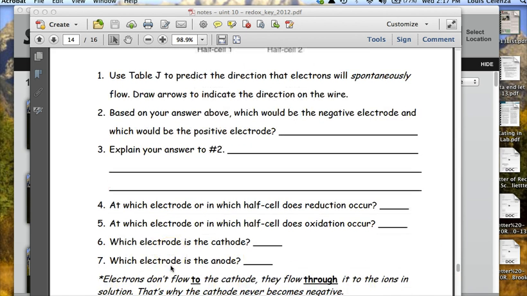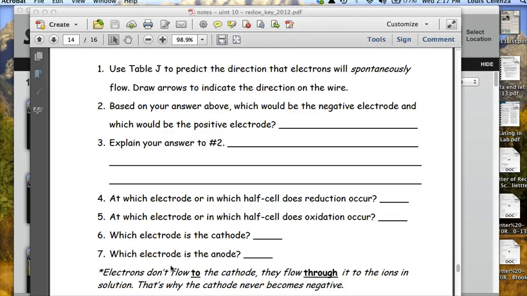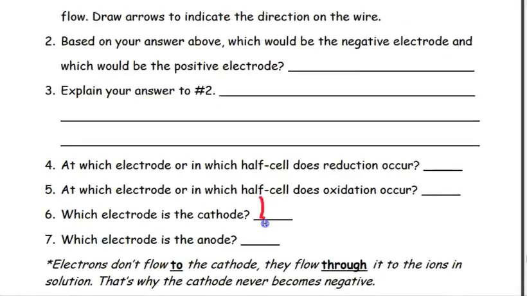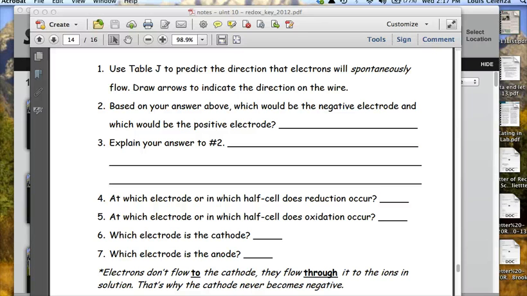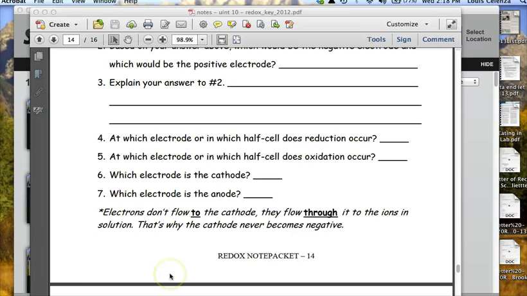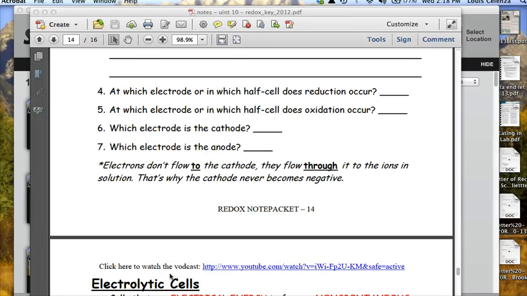Okay. Which electrode is the cathode? Well, we already know that. The cathode is where the reduction occurs. That's the Ag with a 0. The anode is the Pb with a 0. Okay? And that's an example of a typical reaction. And that's the end of this unit.